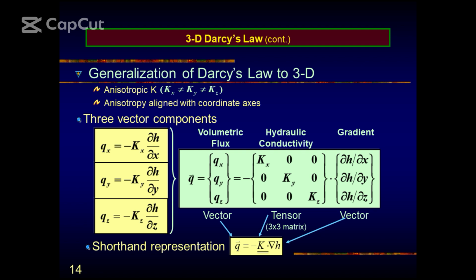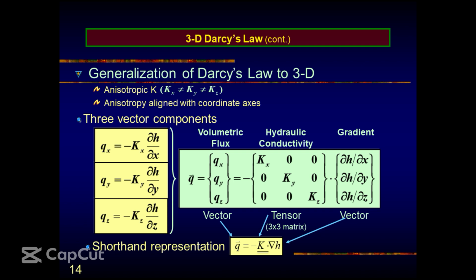So in that case, instead of 9 independent values, you will be left with 6 independent values, because this will be equal to that, this will be equal to this, and this will be equal to that as well. So I'll be left with 6 independent values. This is in 3D. For 2D, you will have kxx, kxy, kyx, kyy. Right? In 2D.